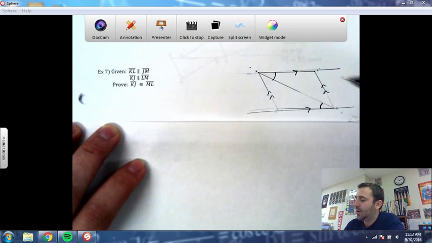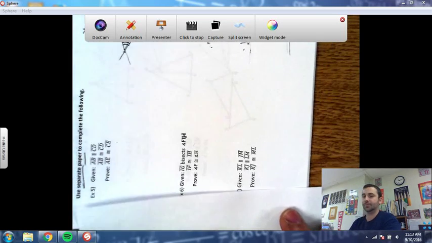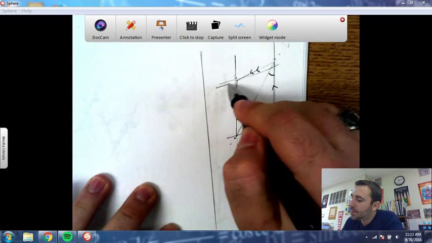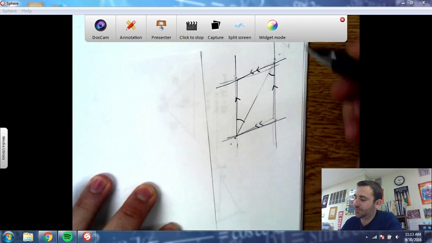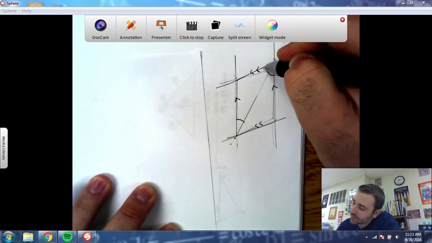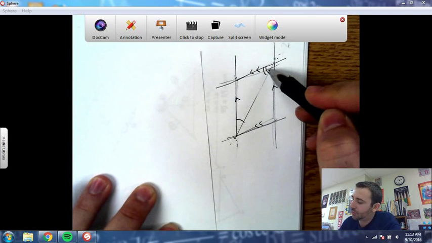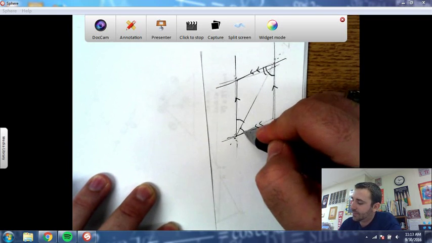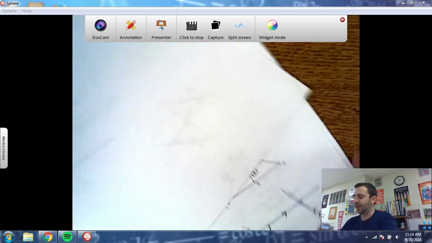Well, then I have these other set of parallel lines, and so it might help to turn our paper so that we can see these parallel lines cut by a transversal and see that angle LMK is going to be congruent to angle JKM because they are alternate interior angles. And so now let's write that in our proof.